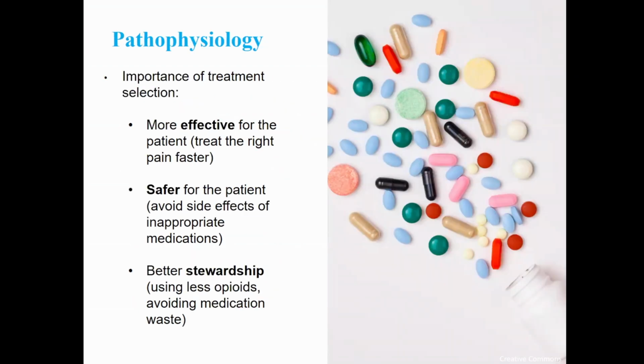So when we approach what we're going to do for the actual treatments, there's three things that we want to keep in mind. We want to choose the medication that's going to be the most effective for the patient. If a patient's complaining of neuropathic pain, we wouldn't want to necessarily start an opioid. We want to treat the right type of pain that the patient was reporting.